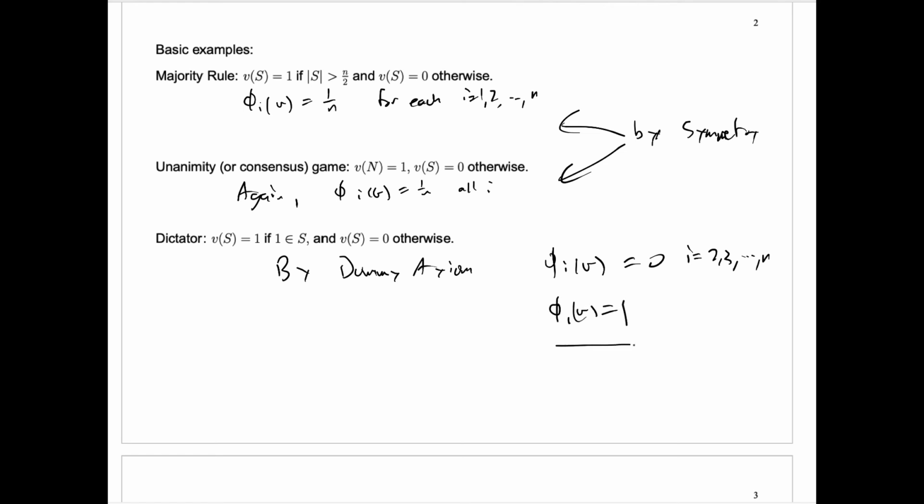Another way to see that phi sub 1 of V is 1 is you just average over any ordering of the set of N players, average the contribution of adding player 1 to the coalition of the players that came before. Every single time the coalition of players that came before player 1 had value 0, you put player 1 in there, you get a value 1. So every single time in all N factorial ways to order the grand coalition, player 1 adds a value of 1, so the average is 1. So the dictator gets the value 1, everybody else has a value 0.